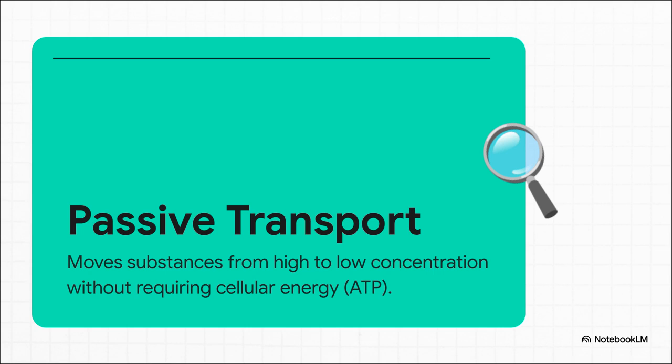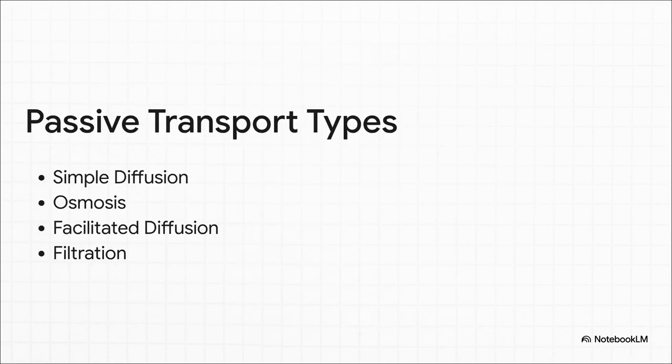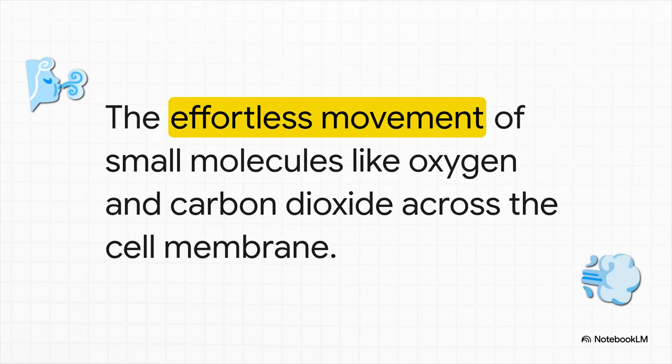Passive transport works exactly like that. And the best part for the cell? It's totally free. No energy cost whatsoever. Now this free-ride transport system comes in 4 main flavors, and each one is perfect for different types of cargo. Let's break them down real quick. First up is simple diffusion. This is basically a VIP pass for tiny, essential molecules.